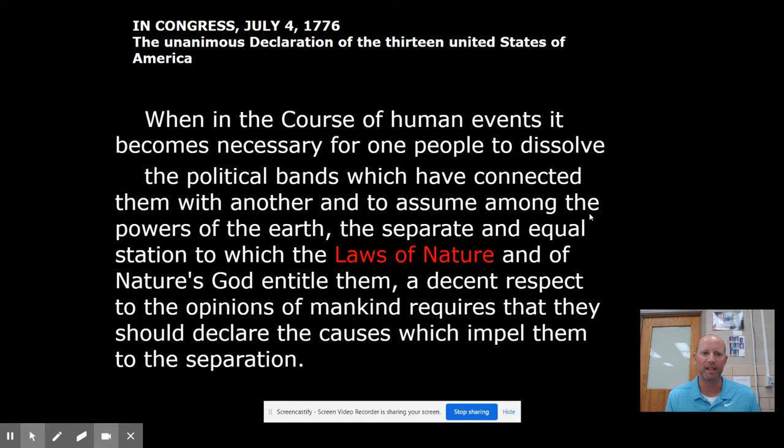Right? So, which have connected them with another, to assume among the powers of the earth the separate and equal station to which the law of nature and nature's God entitled them. Like, hey, you're violating the laws of nature. Where have we seen that before? John Locke. A decent respect to the opinions of mankind requires that they should declare the causes which impel them to the separation. So, hey, we're breaking up. Here's why we're breaking up.